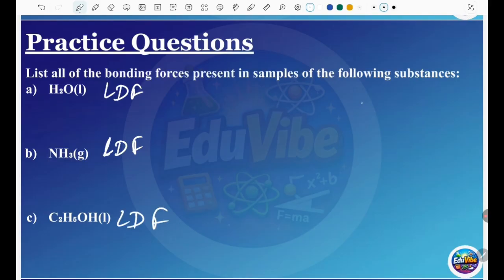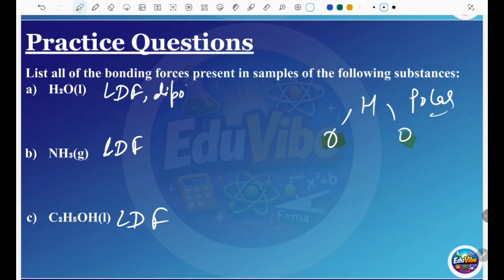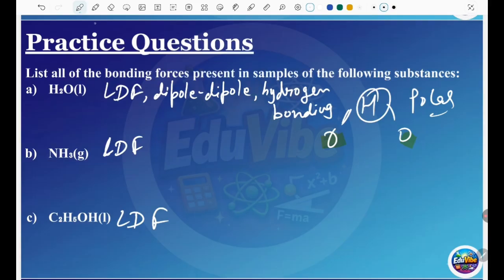So H2O, when we made the H2O, it is a bent one. So this is bent, and we have the assumption of the bent shape that if they have the same satellite atoms, this means this is polar. So polar means this has a dipole. And whether they have hydrogen bonding or not: the H is connected with the O, which is from F, O, N. So this means they also have hydrogen bonding. So if you see the water, you can see that they have all 3 forces.